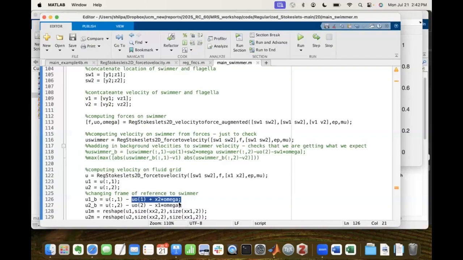Because it's not passive. Yeah, most of the problems we're dealing with have an active structure. But now what happens if we have a passive structure and the flow is the one that drives the structure? You need to set the velocity equal. The constraint is that the velocity is equal to the flow velocity.